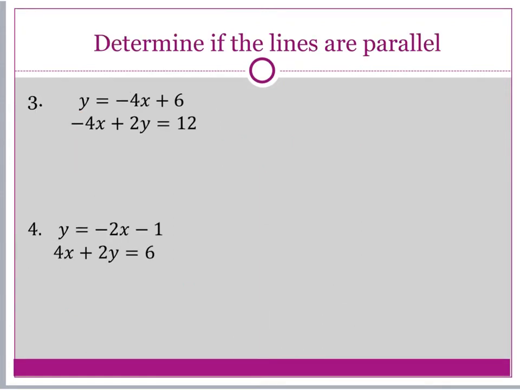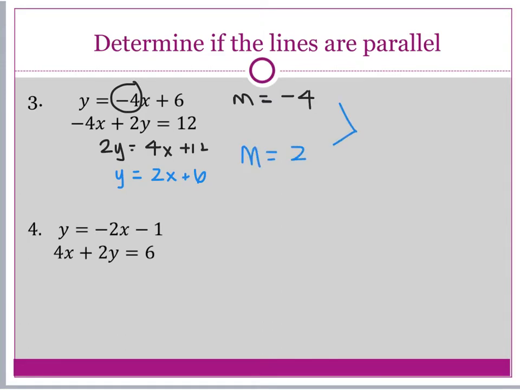For part 3, my top equation is in slope-intercept form, so I can identify my slope as being -4, and I get that from right here. For my bottom equation, however, I do have to go ahead and rearrange it. So I have 2y equals 4x plus 12. If I divide both sides by 2, this is going to give me y equals 2x plus 6. So here my slope is 2. So this tells me that no, they are not parallel because I have two different slopes.